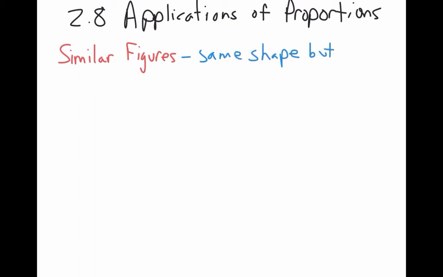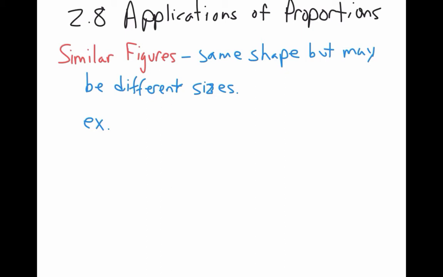Similar figures. If you have two figures that are similar, basically they look the same, they're just going to be different sizes. So I'm going to say same shape, but maybe different sizes. So an example then would be pictures of people. If you have your small school picture and your big school picture, your face should look the same in both of them. They're just going to be different sizes.